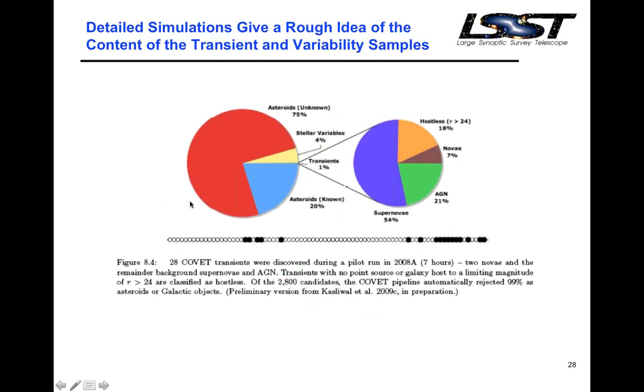On the left, we're showing the total population, and actually what you find is 75% of the transients we'll see correspond to asteroids that have previously not yet been cataloged. Another 20% will correspond to known asteroids. 4% will correspond to stellar variables of the types we're familiar with, and only a tiny sliver will correspond to transients. But if you blow up that sliver, the 1%, and look at its contribution, roughly half of that sample will be in supernovae, another 21% or so in AGN, and then some unknown type objects, hostless variables with magnitudes greater than 24, and then classical novae.